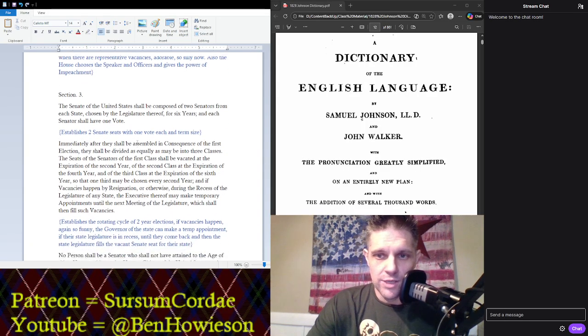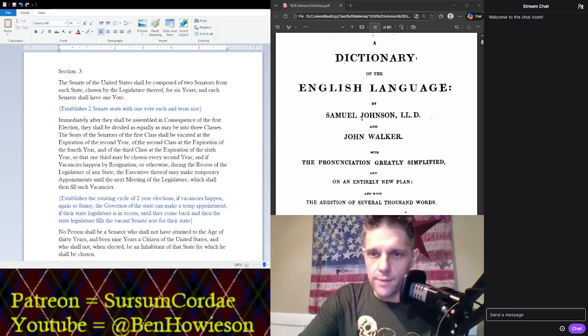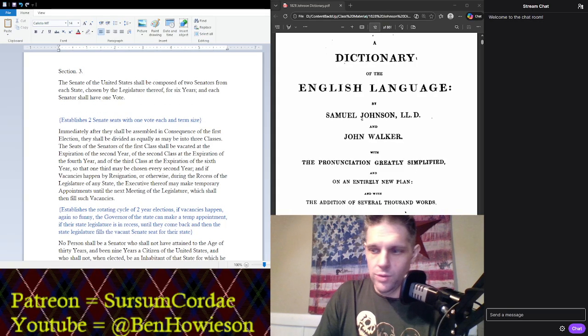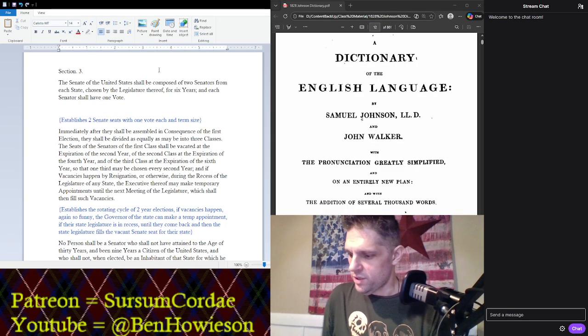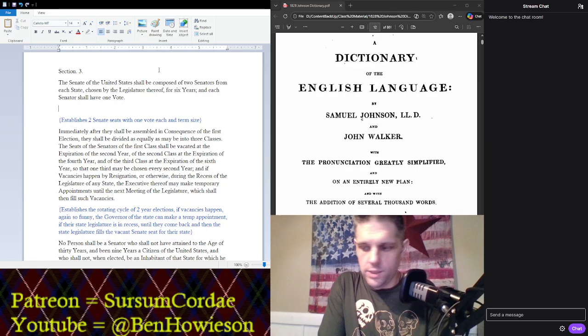Alrighty, so section 3 now starts with the Senate. The Senate of the United States shall be composed of 2 senators from each state chosen by the legislature thereof for 6 years, and each senator shall have 1 vote. Again, that's not too complicated. That one's a pretty solid one right from the beginning. Just a little bit of language changes to make it easier.